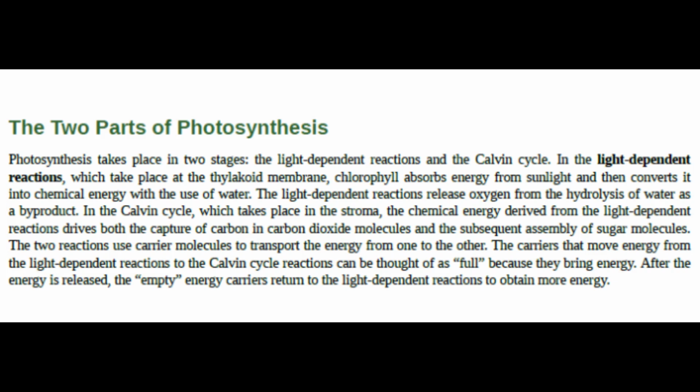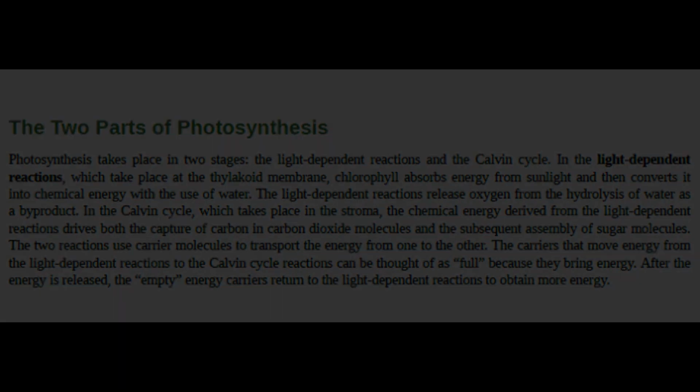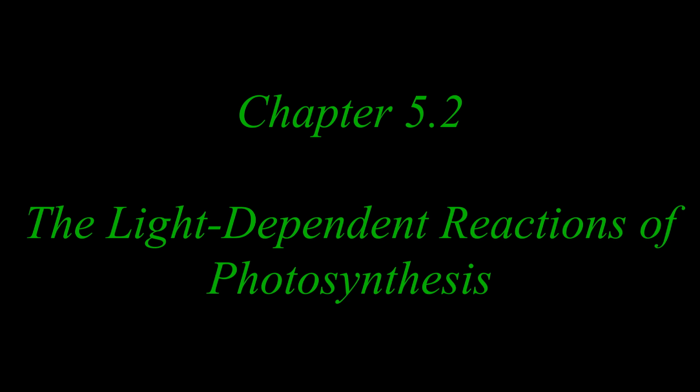In the Calvin cycle, which takes place in the stroma, the chemical energy derived from the light-dependent reactions drives both the capture of carbon in carbon dioxide molecules and the subsequent assembly of sugar molecules. The two reactions use carrier molecules to transport the energy from one to the other. The carriers that move energy from the light-dependent reactions to the Calvin cycle reactions can be thought of as full because they bring energy. After the energy is released, the empty energy carriers return to the light-dependent reactions to obtain more energy. This is the end of Chapter 5, Section 5.1, the Overview of Photosynthesis.